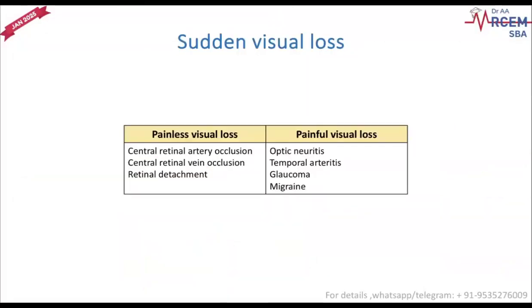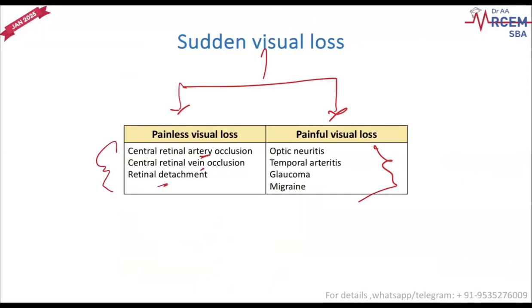Sudden vision loss. Sudden vision loss is broadly classified into painful and painless. It is important to be aware of, because when the patient presents and says that I do not have any pain, but I cannot see anything, then you need to suspect these three things. If I have severe pain and I cannot see anything, then these are the differential diagnoses. What are the painless visual losses? Painless is central artery occlusion or vein occlusion or retinal detachment.